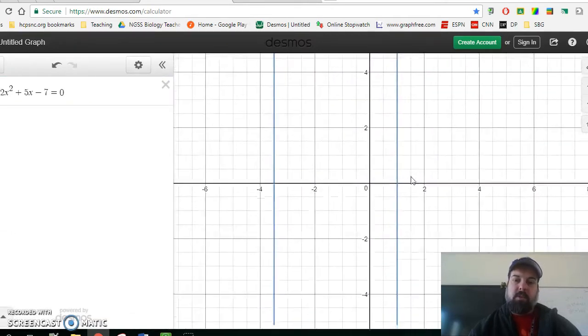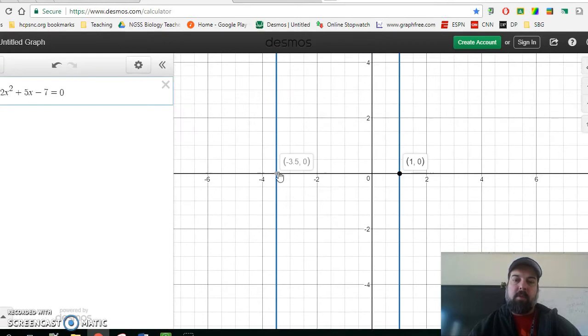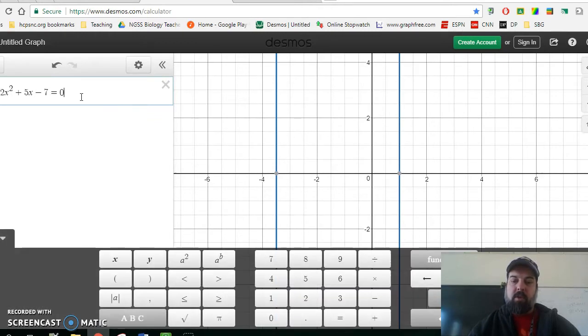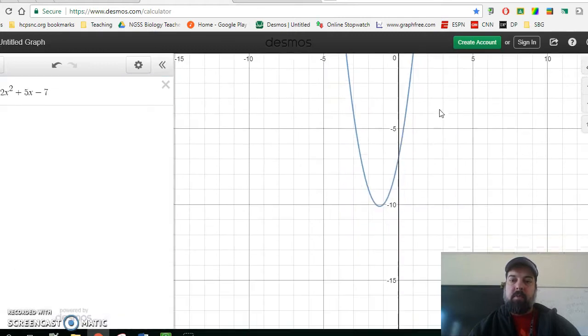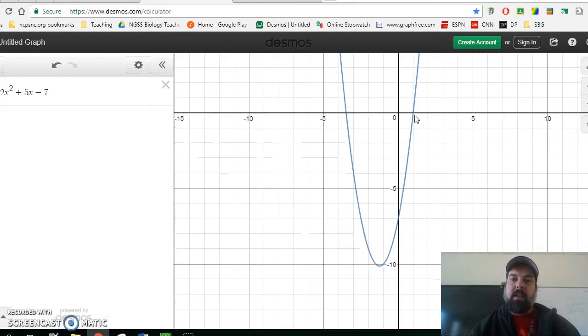And actually this works too. If you look at where these x-intercepts are, 1 and negative 3.5, that should match the answer that you get for number 1. But let me show you what happens when we take off the equals 0. Makes a little parabola here, and it has x-intercepts at 1 and negative 3.5.